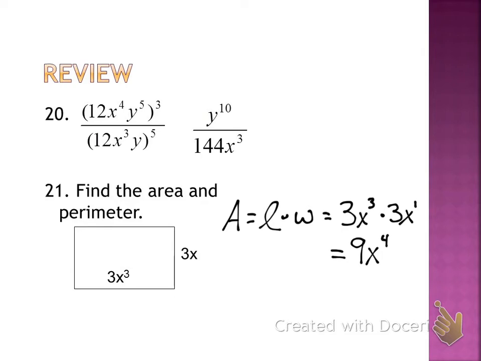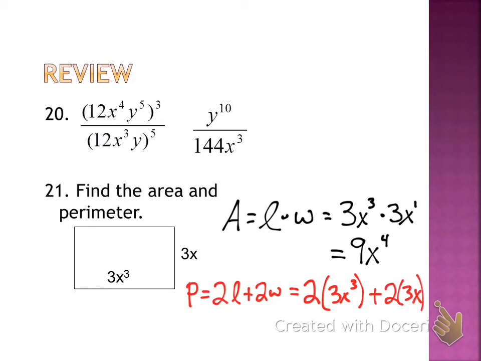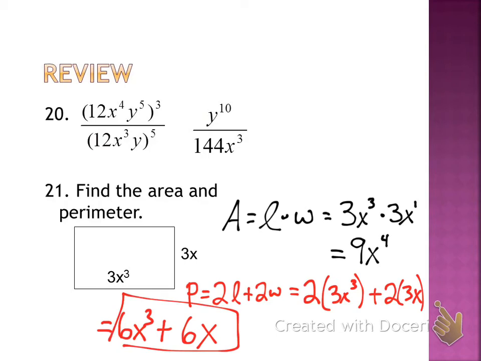All right, how do I find perimeter? Perimeter is 2L plus 2W. So 2 and 2. So for perimeter, I have 6x to the third plus 6x. Can I add those? No, we have x to the thirds, we have x's. Those do not combine, they're not like terms, so this is my perimeter. That's as simple as it's going to get.